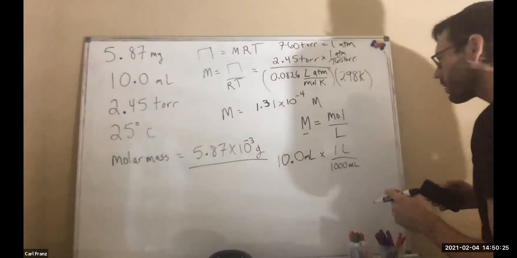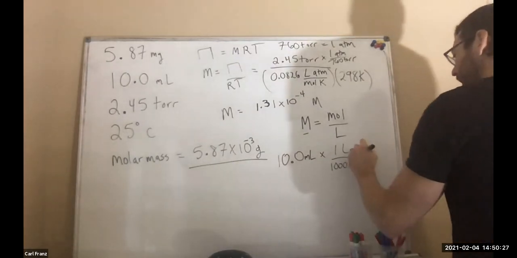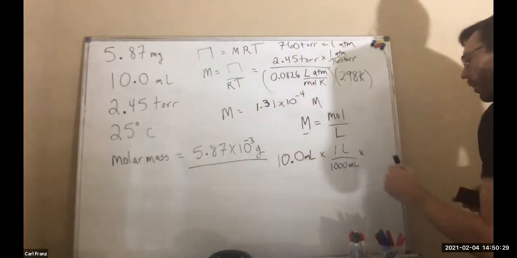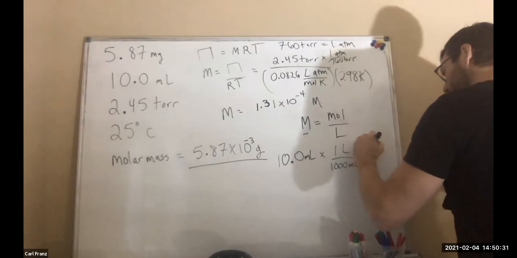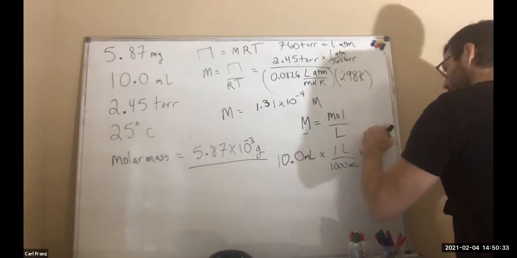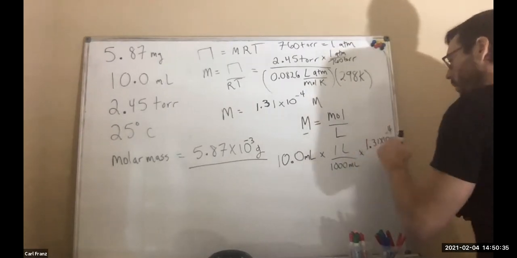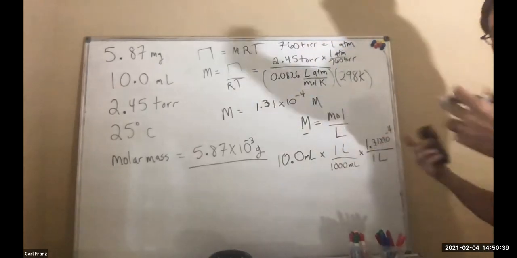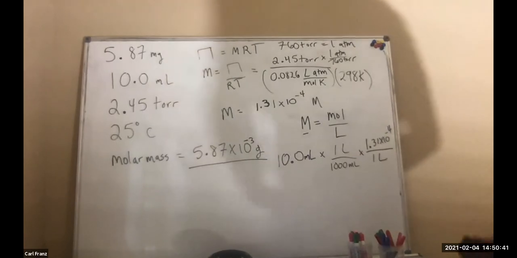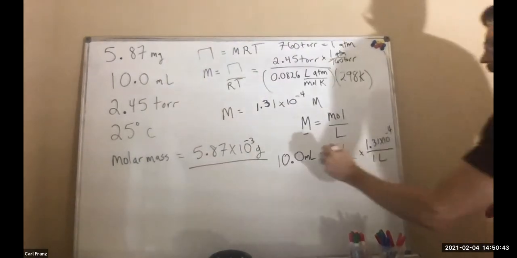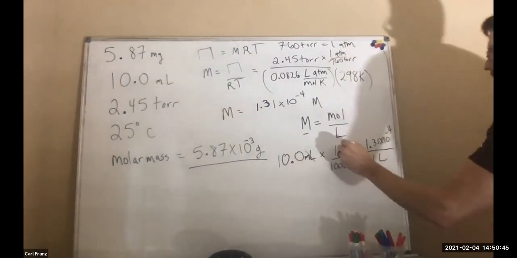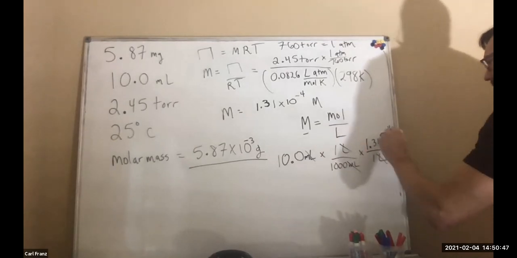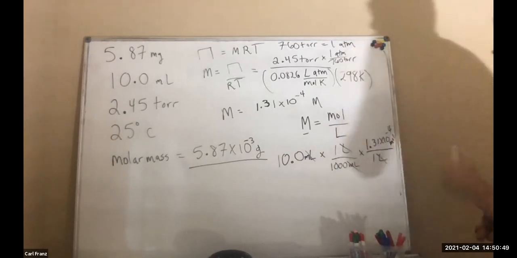That converts this to liters, and then we multiply that by our molarity, which is 1.31 times 10 to the negative 4 moles per 1 liter. Because remember, molarity is moles per liter. What cancels out? Our milliliters cancel, our liters cancel, and it just gives us our moles.